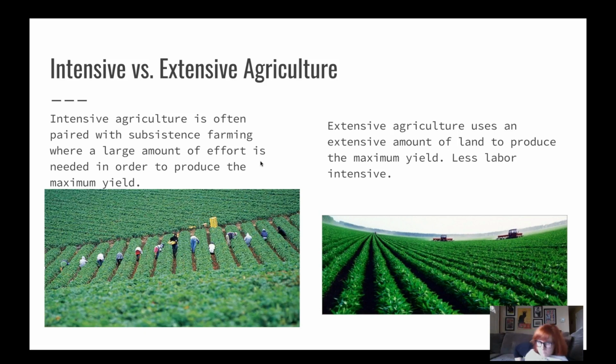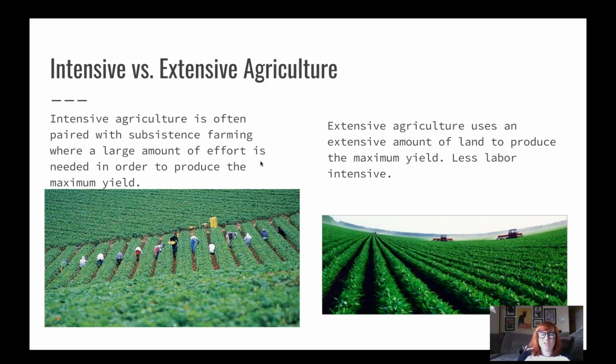Then there's also intensive versus extensive agriculture. Every type that you are going to go over is either intensive or extensive. And sometimes it'll even break it up into one style of farming that can be both intensive and extensive, and I'll kind of explain it to you. You'll see what I mean when you read the book.